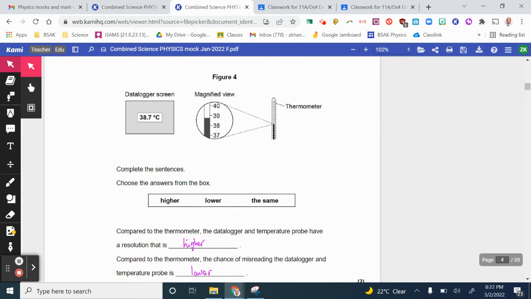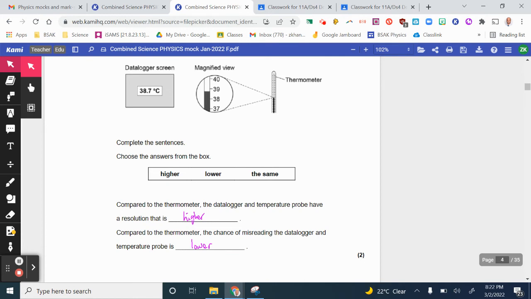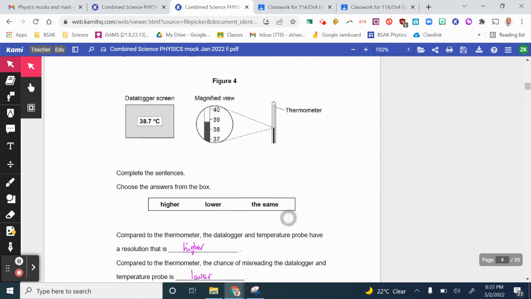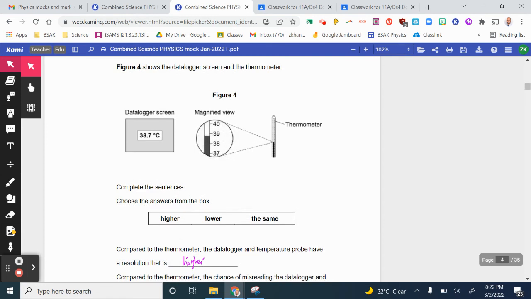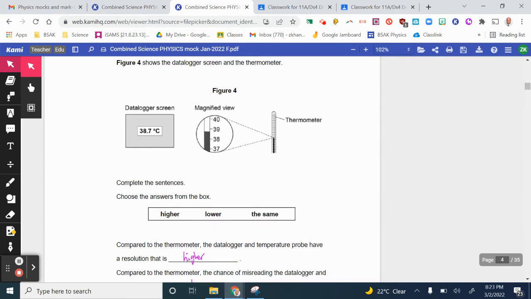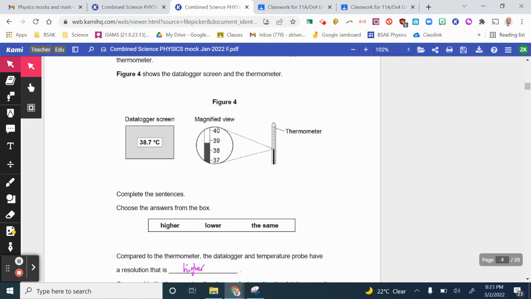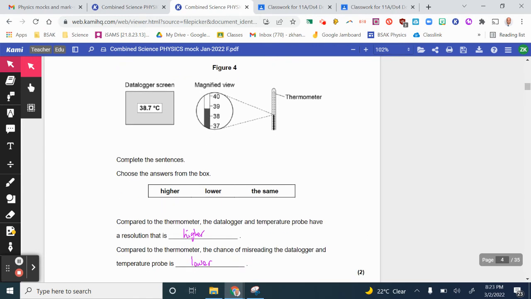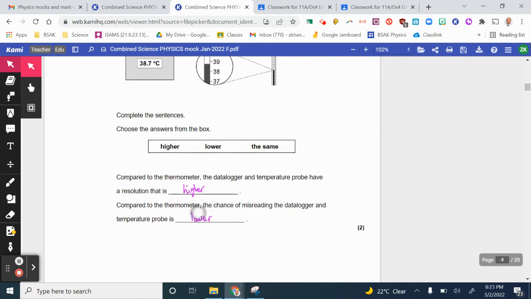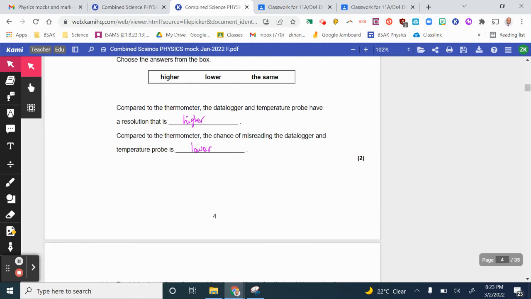So compared to the thermometer, the data logger will have a higher resolution. Higher resolution means we can measure to a greater precision, with more decimal places. Compared to a thermometer, the chance of misreading the data logger is lower. When we are looking at a scale like this, a very tiny area on the thermometer, we can easily misread, whereas the data logger is very difficult to misread. It is a digital display, so there's a lower chance of misreading.